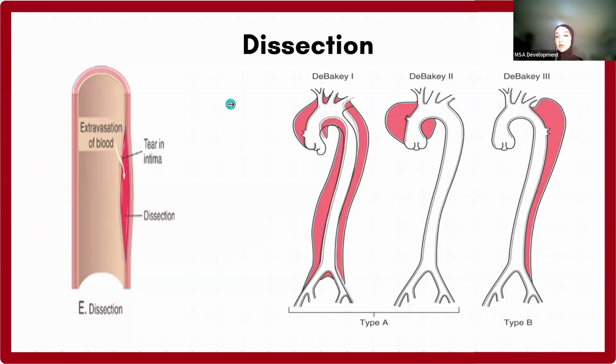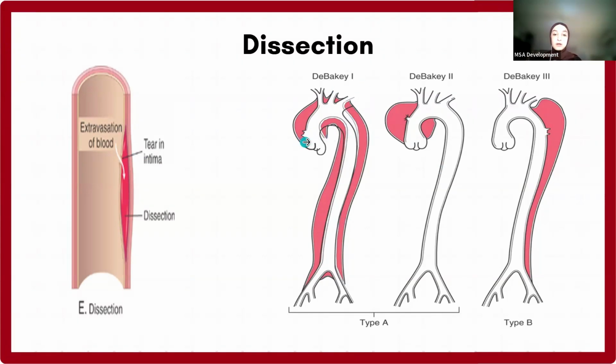Now, there are types of dissection. Okay, so we have type A and type B. Under the DeBakey classification, type A includes both type 1 and type 2, DeBakey 1 and DeBakey 2. How I memorize it is that type A is for ascending. So type A always includes the ascending aorta.